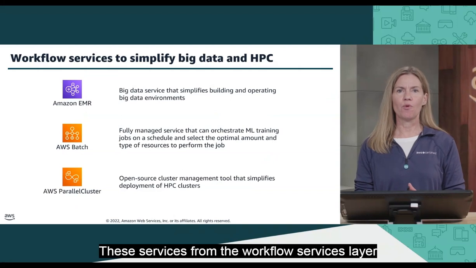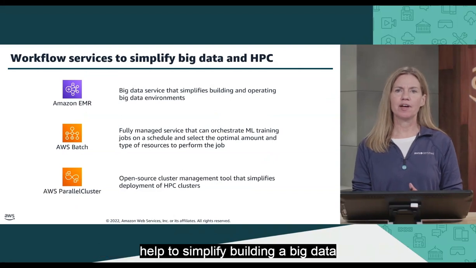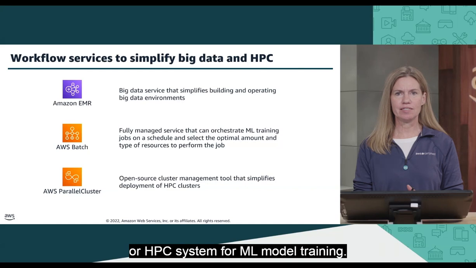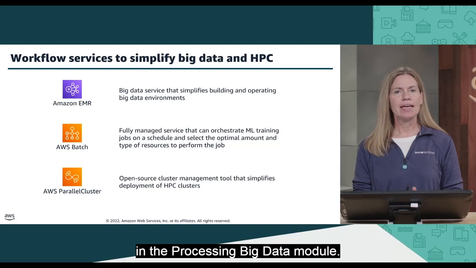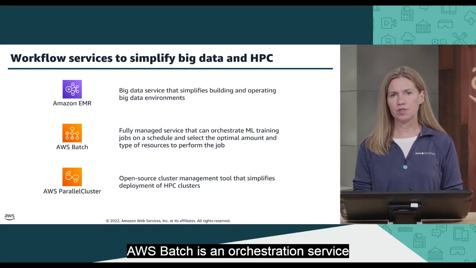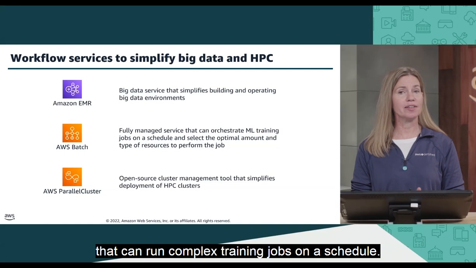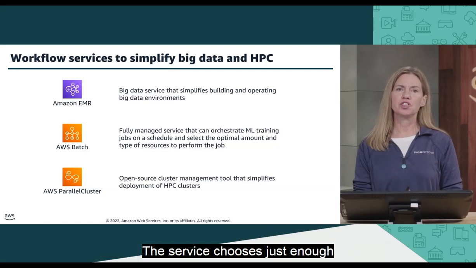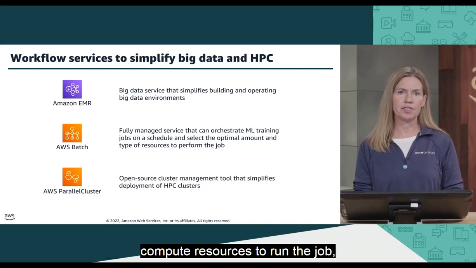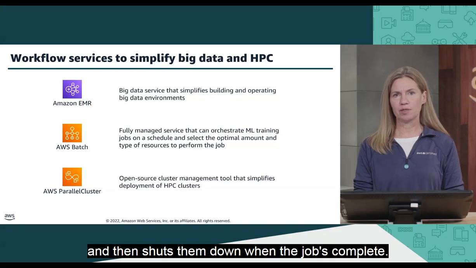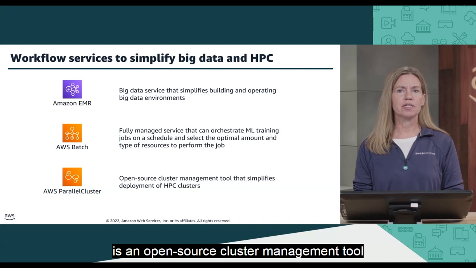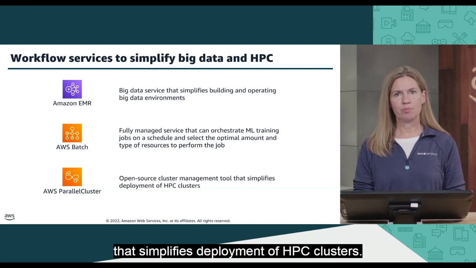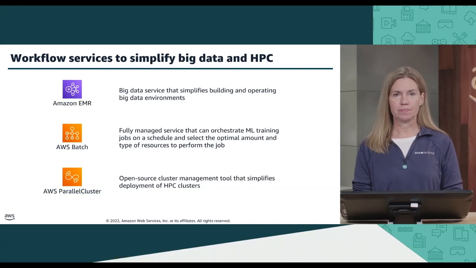These services from the Workflow Services layer help to simplify building a big data or HPC system for ML model training. Amazon EMR is covered in detail in the Processing Big Data module. AWS Batch is an orchestration service that can run complex training jobs on a schedule. The service chooses just enough compute resources to run the job and then shuts them down when the job's complete. AWS Parallel Cluster is an open-source cluster management tool that simplifies deployment of HPC clusters.